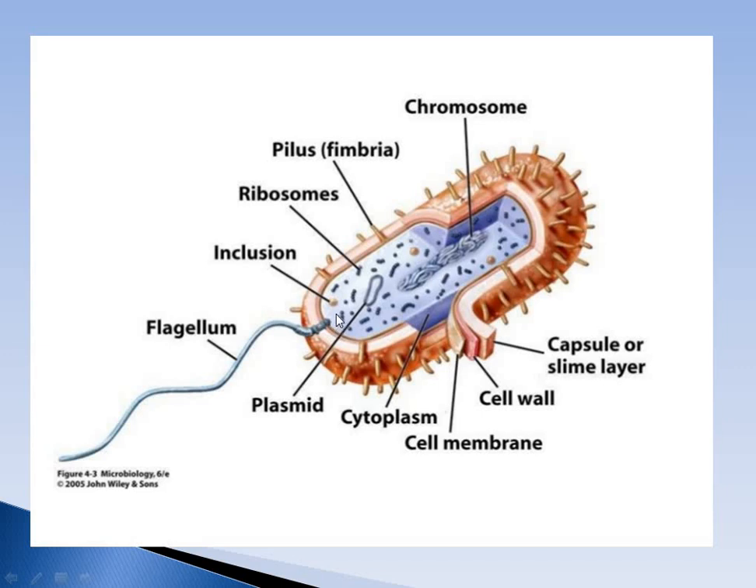And many bacterial cells have flagellum, which is used for locomotion. And many bacterial cells, not all, have small projections on the surface of the cell. These are called pili or fimbriae, and their function is for attachment.